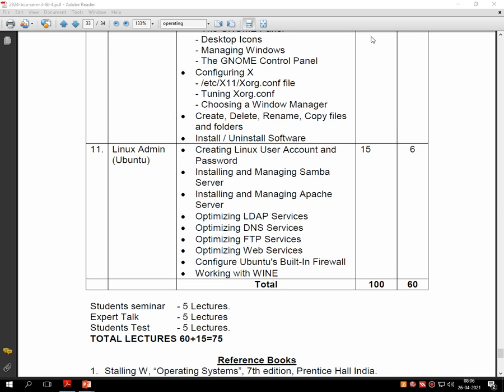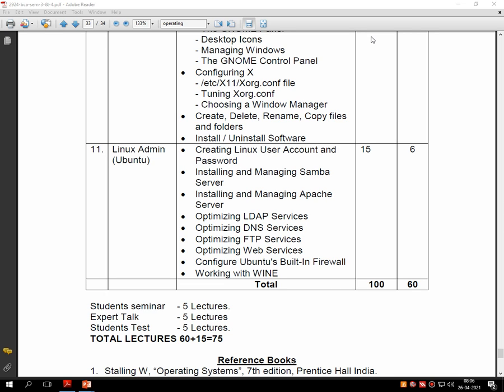We have discussed the Samba and Apache servers and the installation and configuration steps for the same. Then we went through two services, LDAP, the Lightweight Directory Access Protocol, and Domain Name Services.